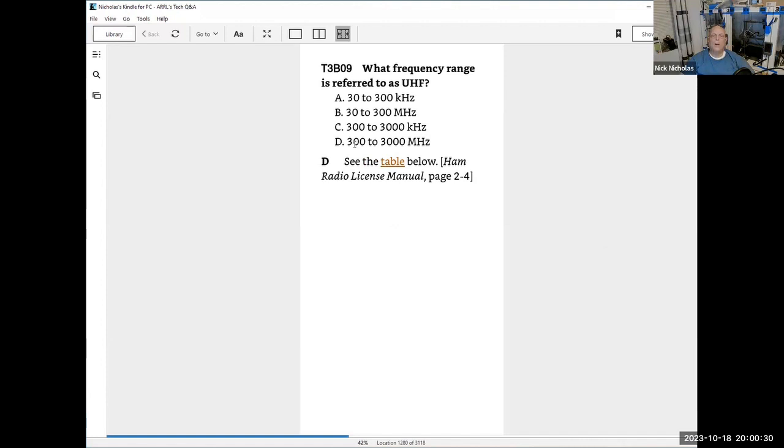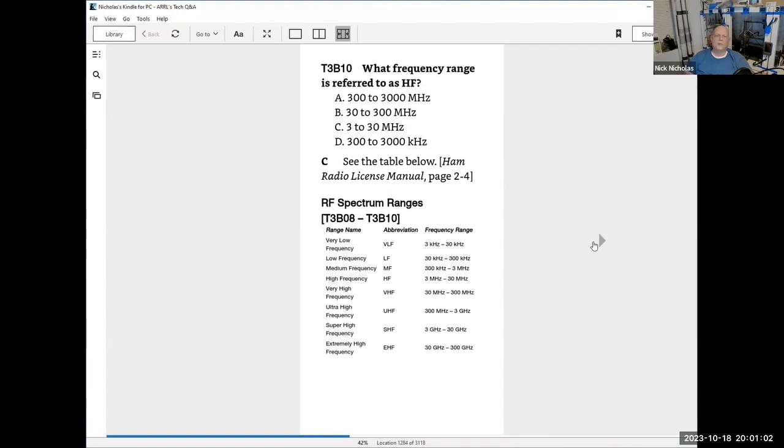Remember, 1,000 kilos is a meg, 1,000 megs is a gig, 1,000 gigs is a tera, and then an ultra, and it keeps going. But when the numbers get really, really big, way outside of what is practically radio, they shift to a new set of numbers with angstroms to make the calculations easier. What is the frequency range referred to as HF? HF is from 3 megahertz to 30 megahertz.